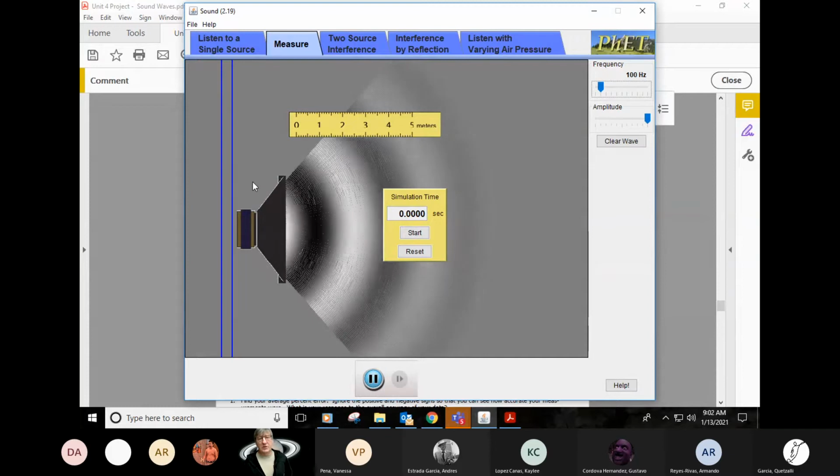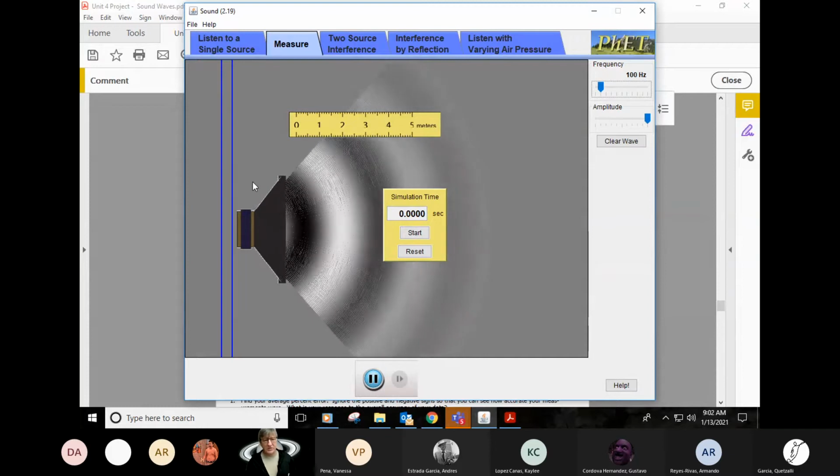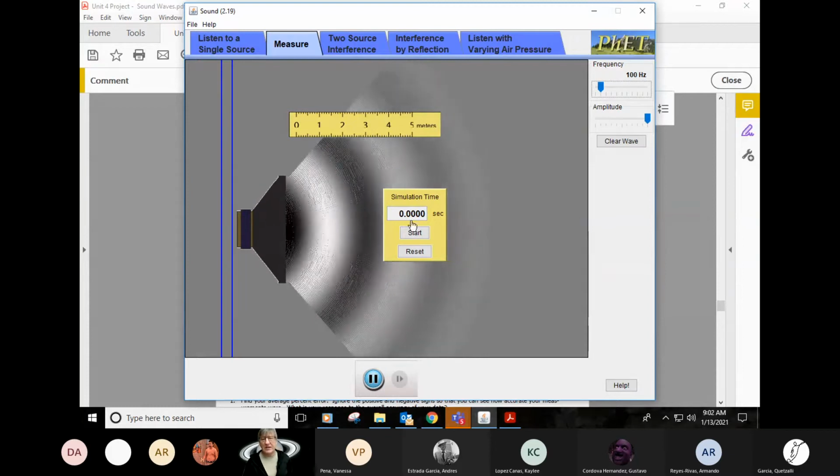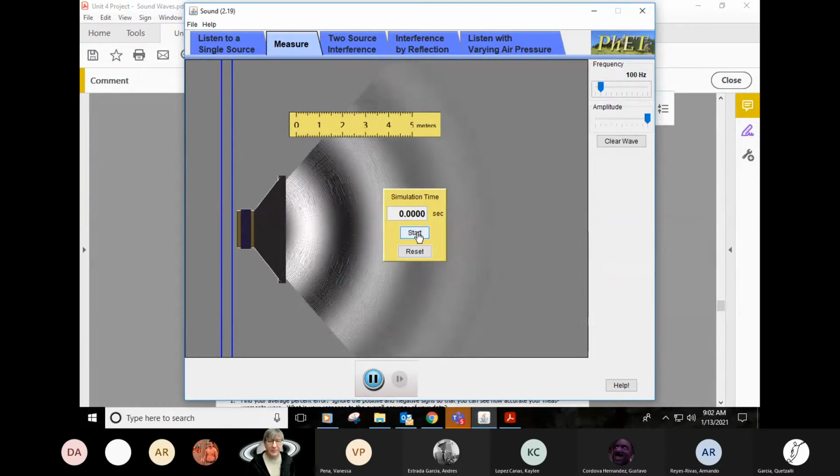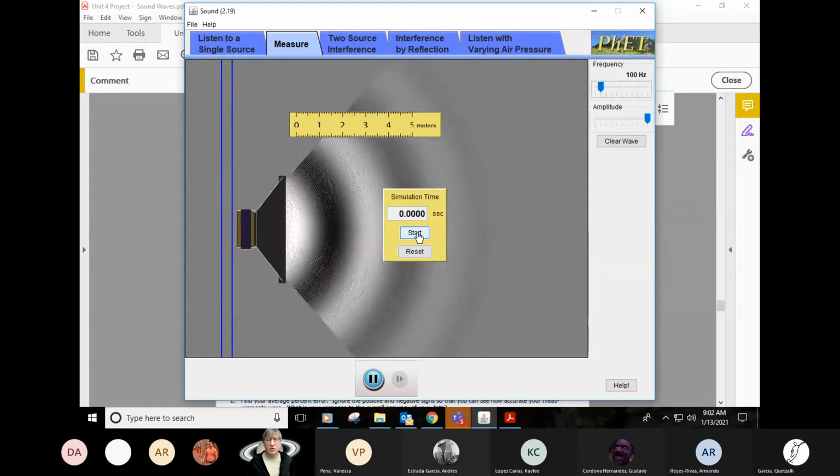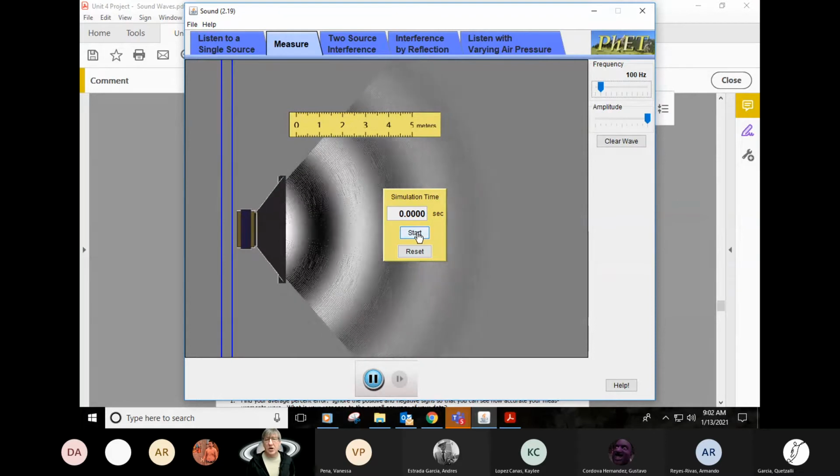All right? So we're going to count the number of cycles that occur in 1/10 of a second. And we're about to begin our first one. So 3, 2, 1, go.